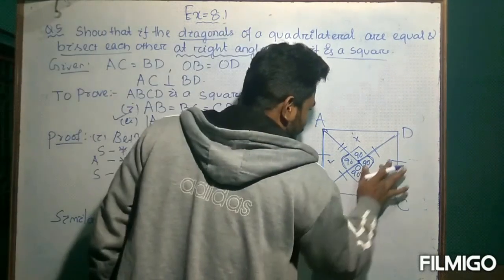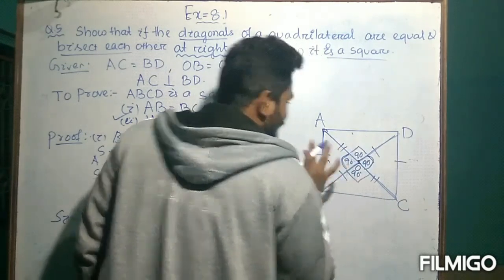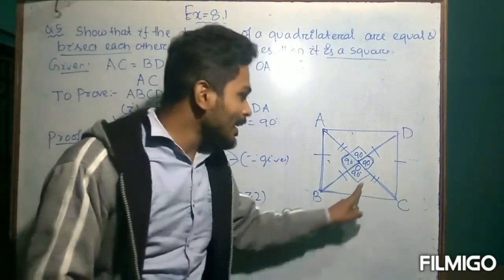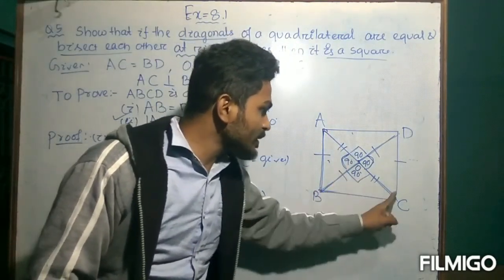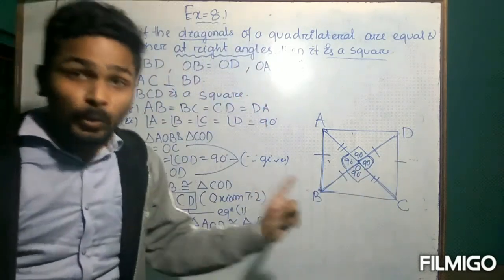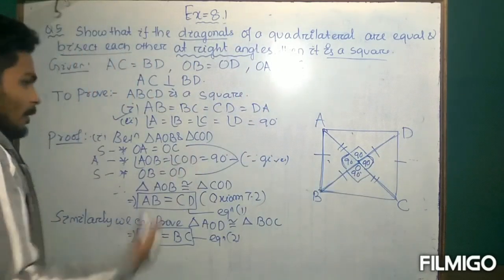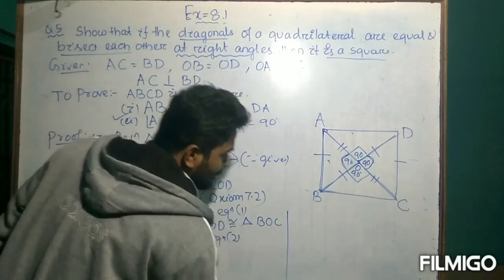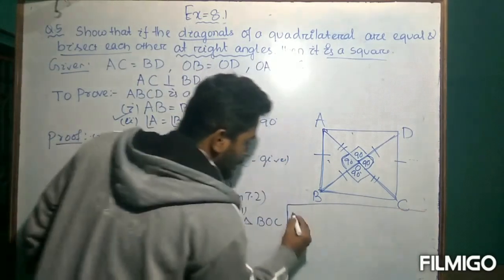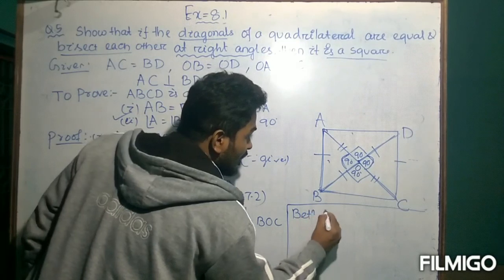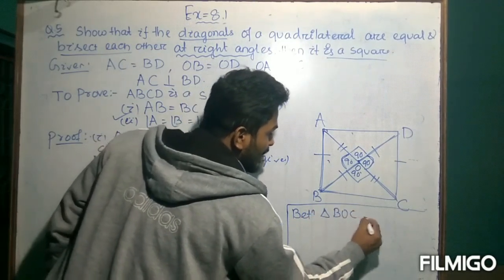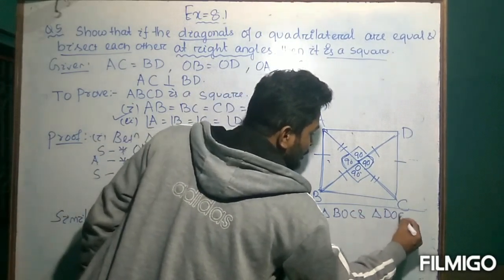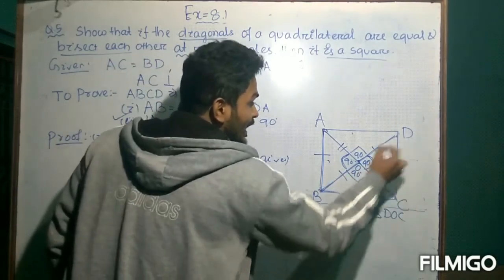Now what will we do next? Now we have to again compare this triangle BOC with DOC. BOC with DOC. So let us compare it. Between triangle BOC and triangle DOC.